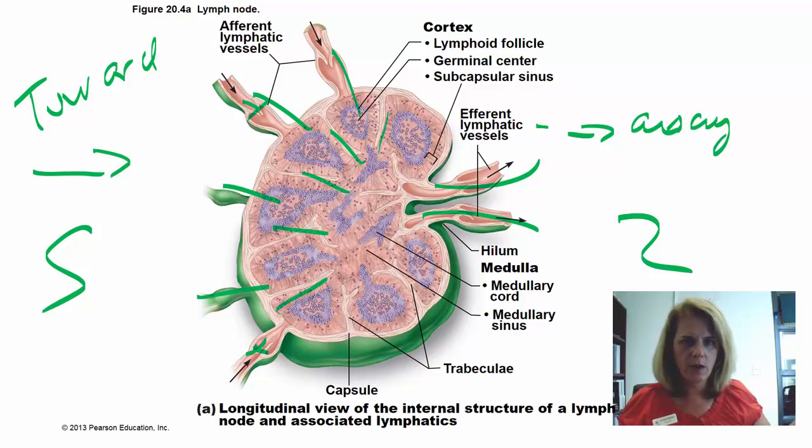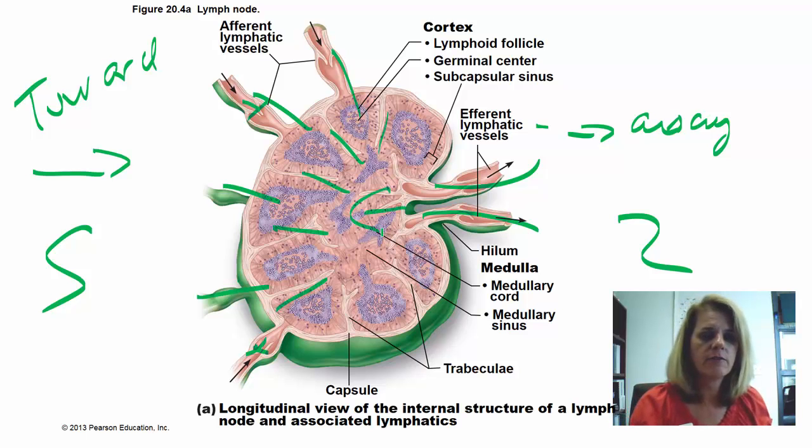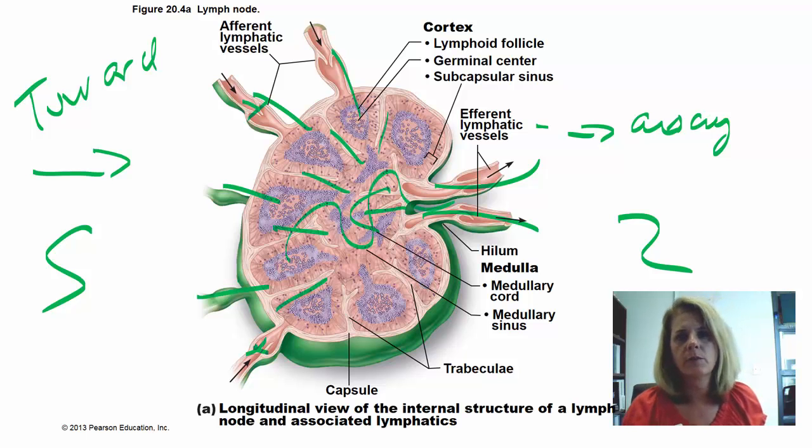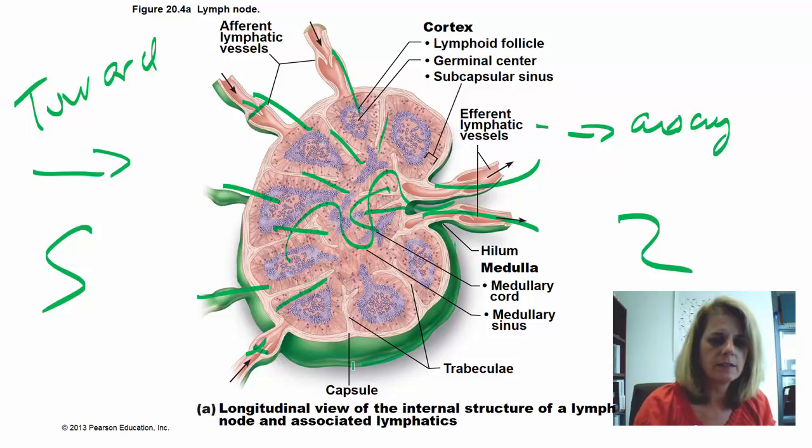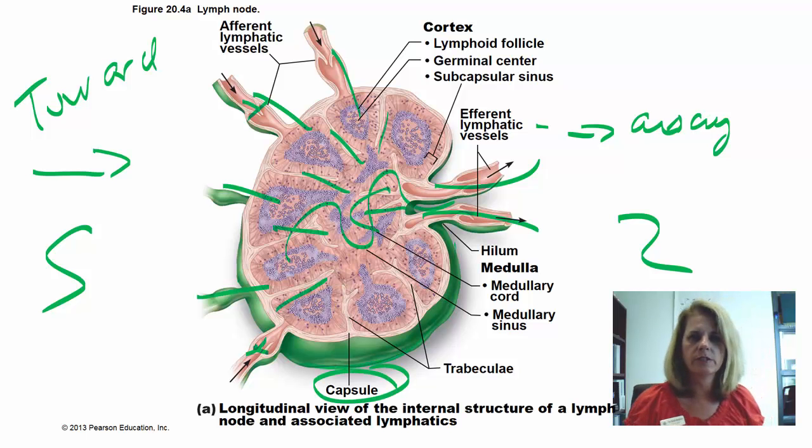Imagine a big interstate where you have a lot of lanes of traffic coming, and everybody has to merge to 2 lanes. Well, what happens? It slows down, and that's exactly what's happening. You're merging all these lanes into 2 lanes. That slows the flow and causes it to back up and slowly filter through that reticular network, giving the macrophages and lymphocytes time to do their job. Okay, so form follows function. And all of this is surrounded by a capsule which gives the lymph node its shape.